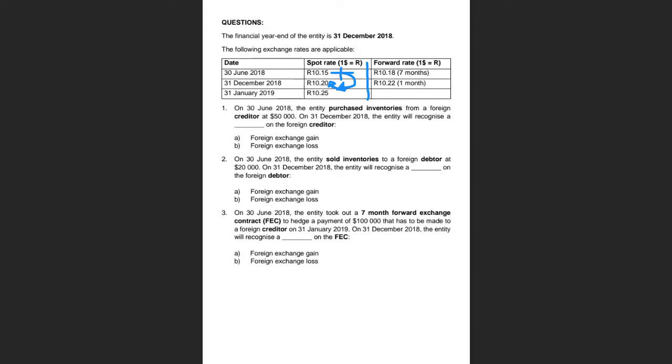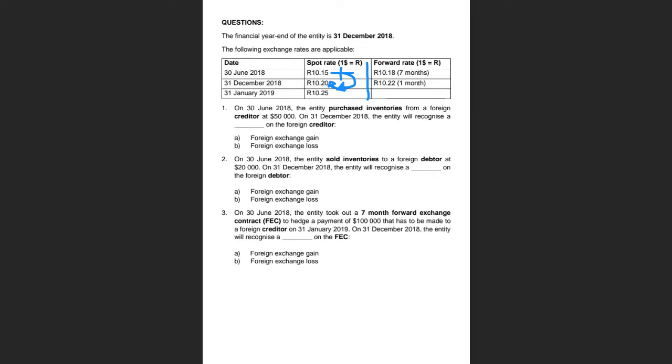So the next question says, on the 30th of June 2018, the entity sold inventories. So now we sold inventories, so now we're dealing with a debtor, to a foreign debtor at $20,000, right? On the 31st of December 2018, the entity will recognize a blank on the foreign debtor. So a blank on the foreign debtor. What are we going to measure on the foreign debtor? What are we going to measure on the foreign debtor? Is it going to be a gain or a loss on the foreign debtor?